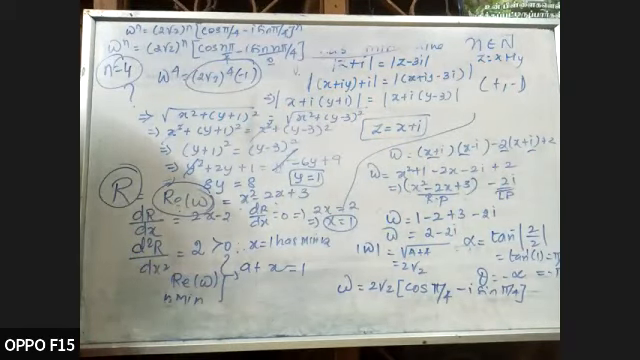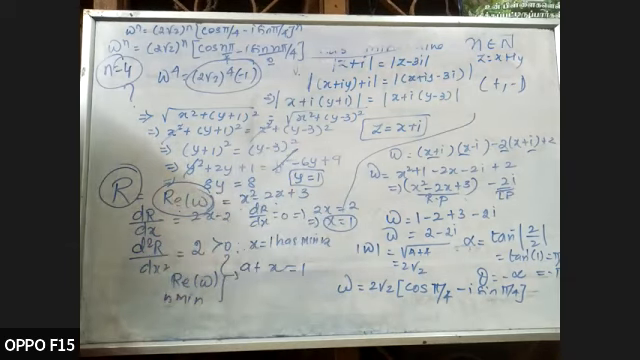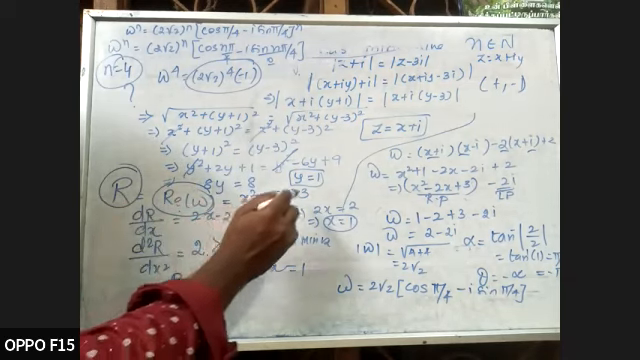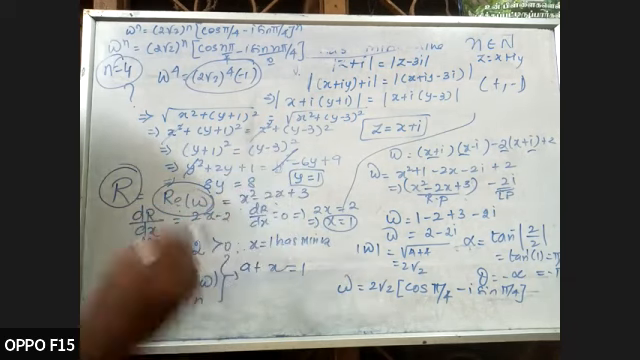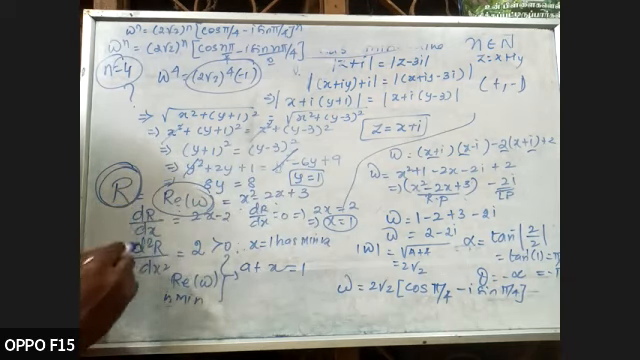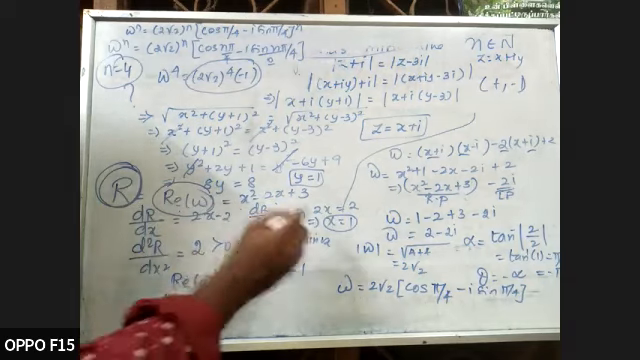Listen carefully: for maximum and minimum, there is nothing easier than differentiation. So what I do is take the real part of omega, which is x square minus 2x plus 3. I have to prove that this value is minimum. So I have taken this as another alphabet, capital R. So capital R is nothing but the real part of omega. dR by dx equals 2x minus 2. If I put the derivative equal to 0, I'll get x equals 1.